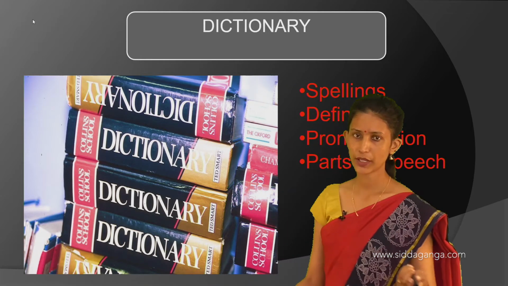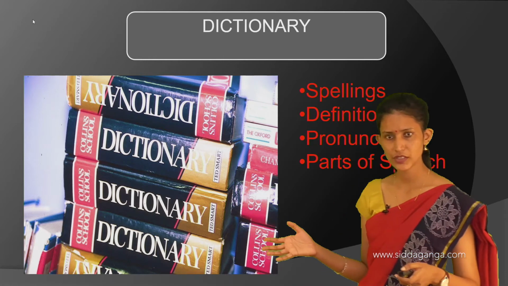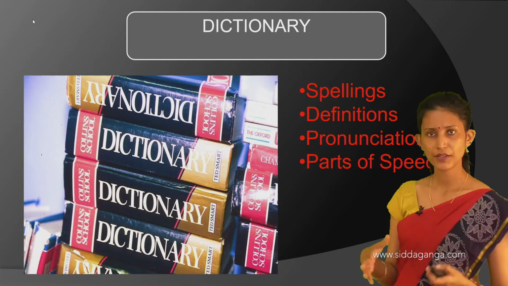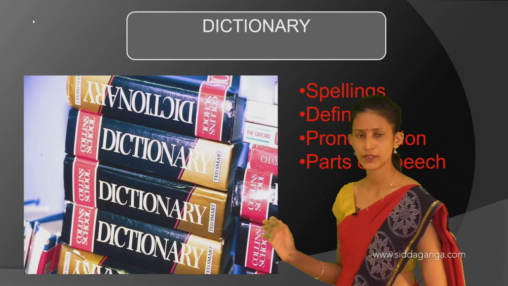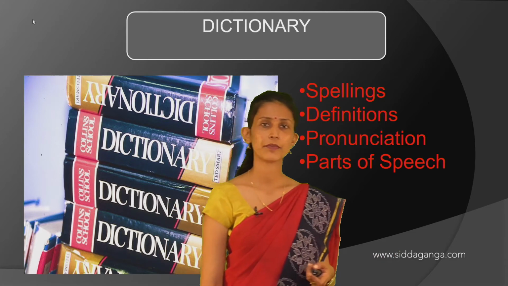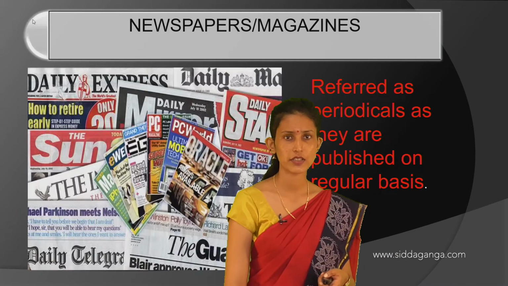Next is a dictionary. That's what I told you just now. Spellings, definitions, pronunciation, parts of speech. That's grammatical function. So this is a Collins dictionary. This is also a good one, along with the Oxford dictionary.